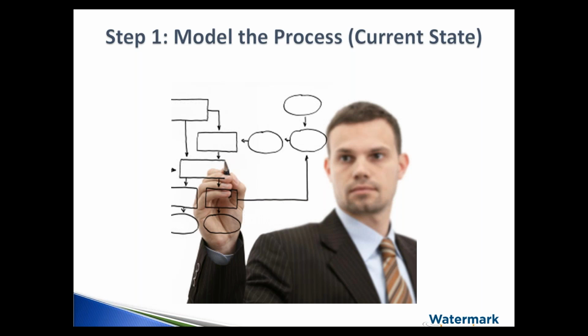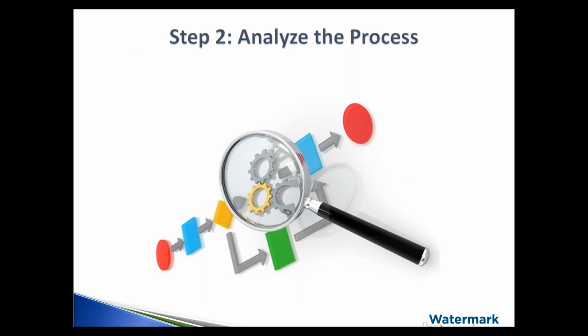So number one, you've got to model the process. Then two, you're going to analyze the process. If I've done a swim lane, and I like to do swim lanes, I know what departments are working within this process. Maybe it's by role. Sometimes I'll do a swim lane by manual processes and system processes. Maybe I can automate some of those manual processes.